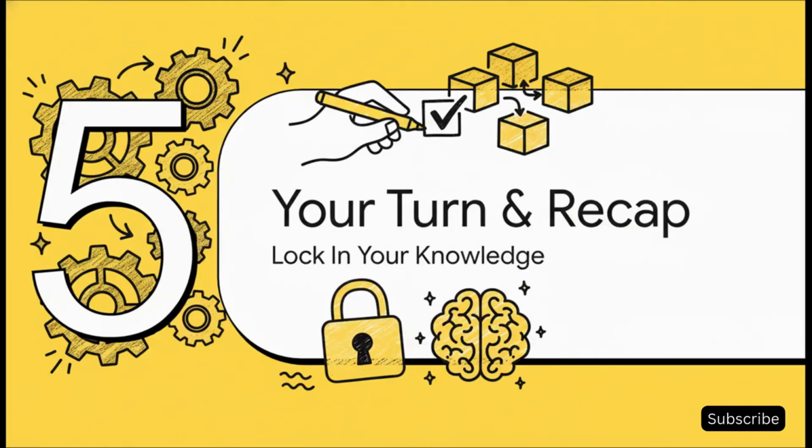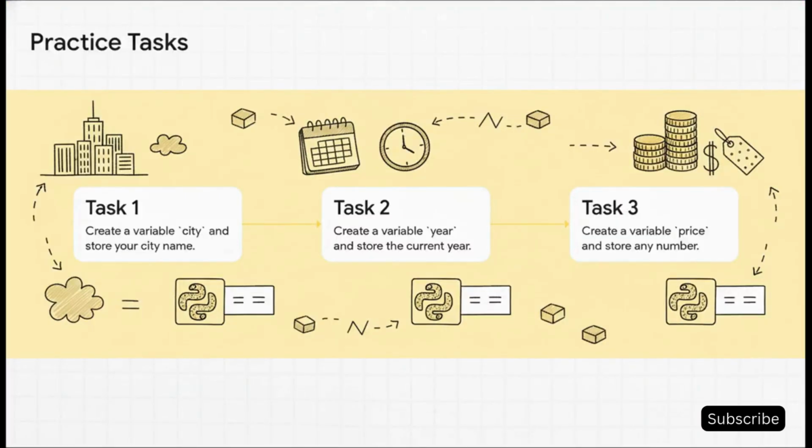All right, enough of me talking. Now it's your turn. Time to practice and really lock this knowledge into your brain. Let's do a couple quick tasks. Go ahead and pause this explainer for a second and try these 3 simple things. Create a variable for your city, one for the current year, and one for any price. Seriously, don't skip this part. Doing is how you build actual confidence.